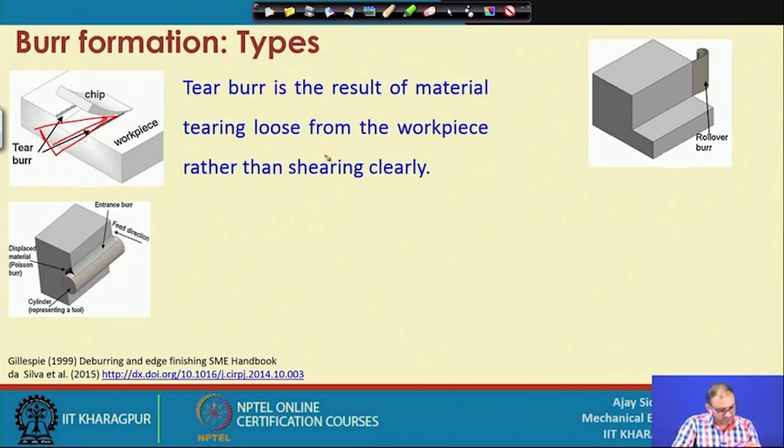So, instead of purely a shearing action, your workpiece is getting torn away, because many times it happens in laminated material. Suppose you are talking about composite material where there are different types of layers available, and when you do cutting, it will always find an interface of the ply, and at that time it will create this type of tearing burr. So, these are called tearing burrs.